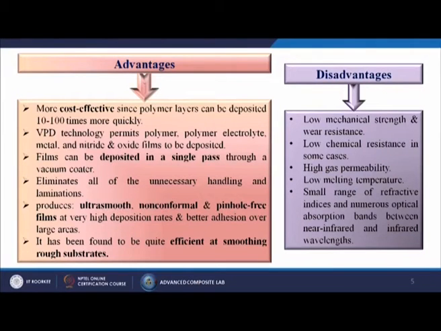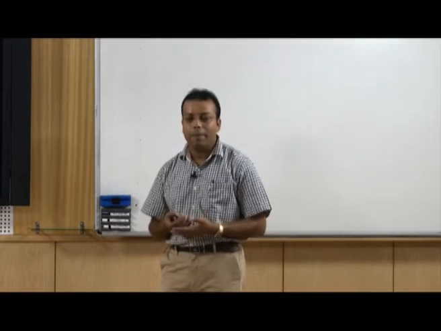What are the advantages? More cost effective, since polymer layers can be deposited 10 to 100 times more quickly. VPD technology permits polymer electrolyte, metal, nitride and oxide films to be deposited. Films can be deposited in a single pass through a vacuum coater, eliminating all the necessary handling and laminations, and it processes ultra smooth, non-conformal, pinhole free films at very high deposition rates with better adhesion over large areas. It has been found to be quite efficient at smoothing rough surfaces. Sometimes we can do these modifications in a batch process too.